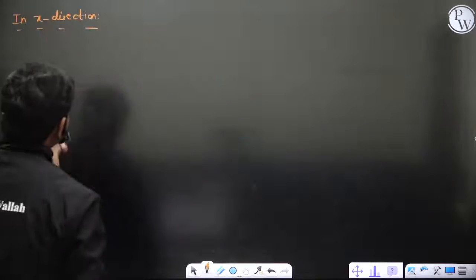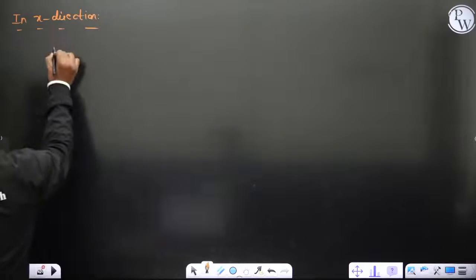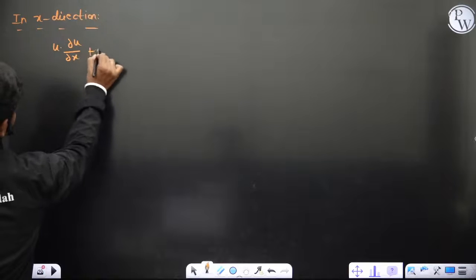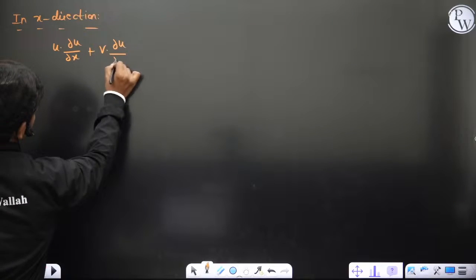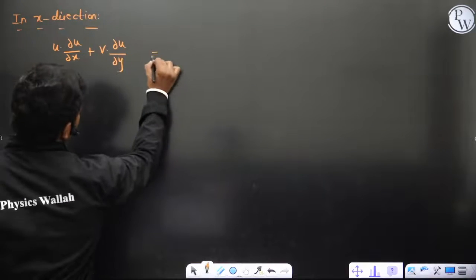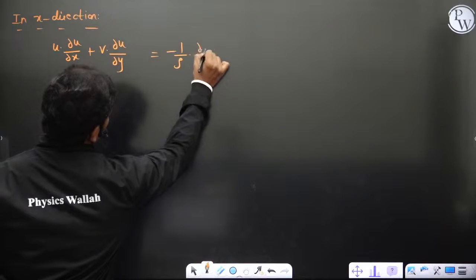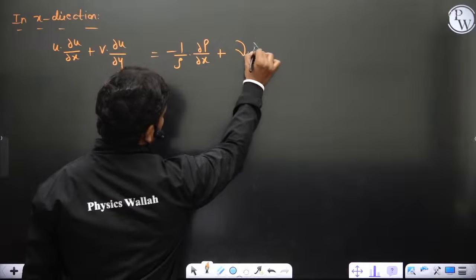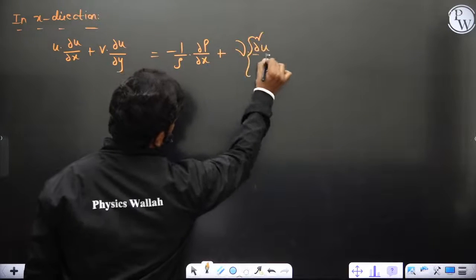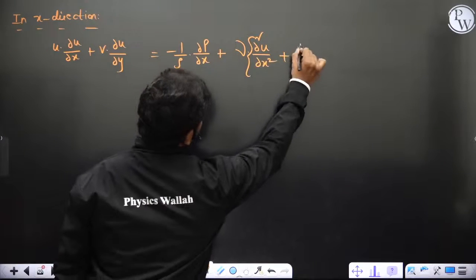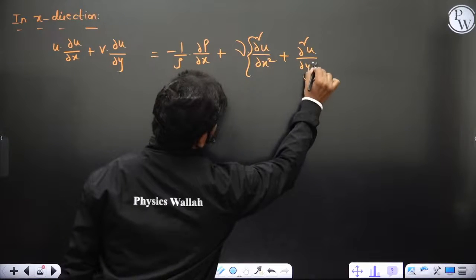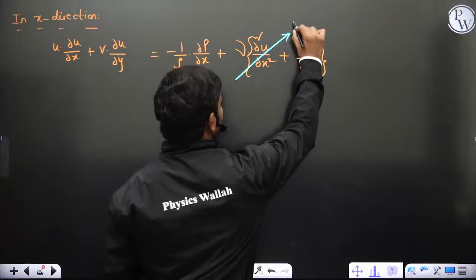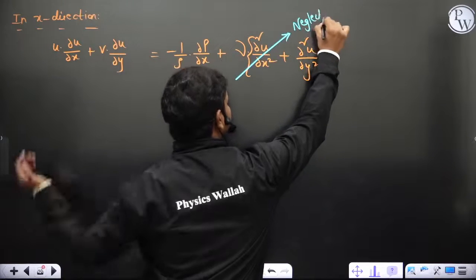Now let's see here in the x direction. If you write u into dou u by dou x, because unsteady terms we have neglected, plus v into dou u by dou y, this is equal to minus 1 by rho dou p by dou x plus nu times dou square u by dou x square plus dou square u by dou y square. Now clearly in this summation you can neglect this term, because of the same logic I have shown in the y coordinate direction.